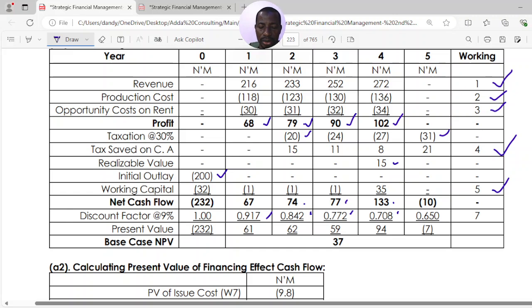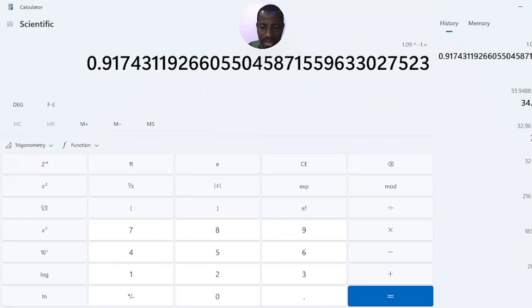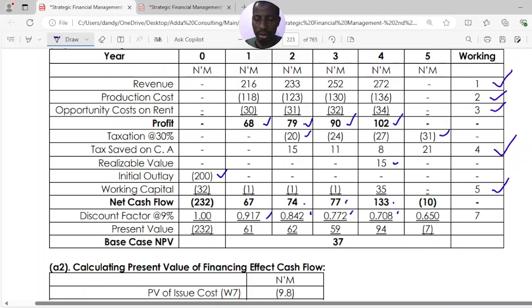232 multiplied by 1, 232. 67 multiplied by 0.917, 61. You do that for everything, then we get the present value. The next thing we need to do is to calculate the base case NPV, which is the difference between the positive present value and the negative present value. You add up all the positive present values. So 61 plus 62 plus 59 plus 94, minus 7, minus 232. You get 37. So that 37 million represents the base case NPV.